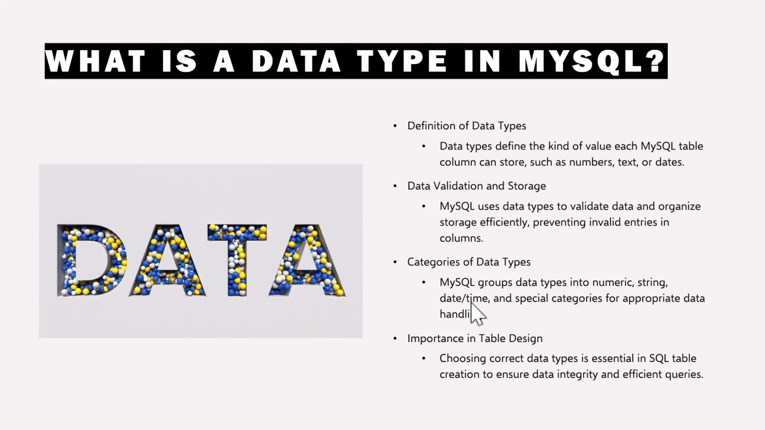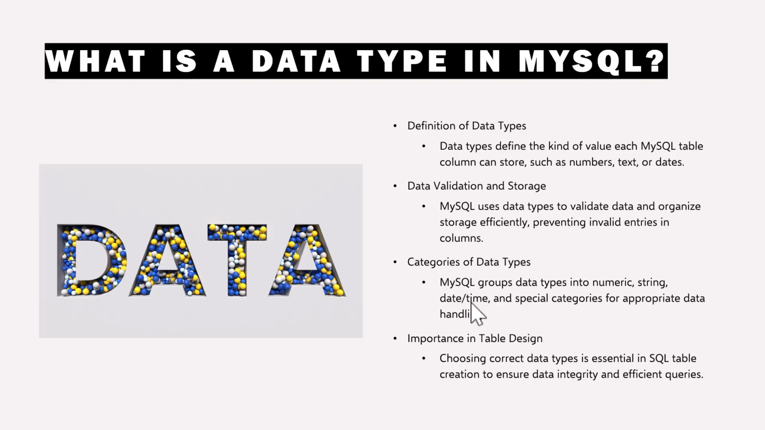What is a data type in MySQL? Data types define the kind of value each MySQL table column can store, such as numbers, text, or dates. MySQL uses data types to validate data and organize storage efficiently, preventing invalid entries in columns.